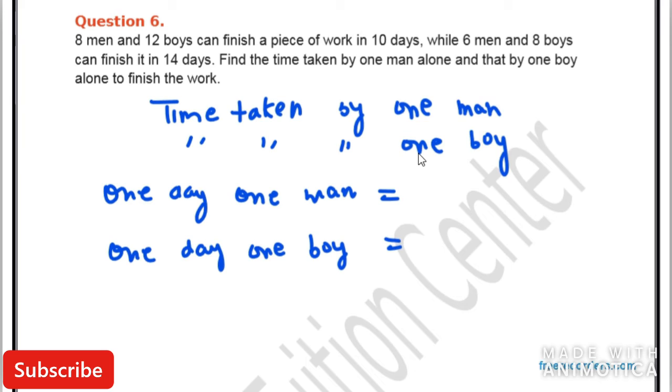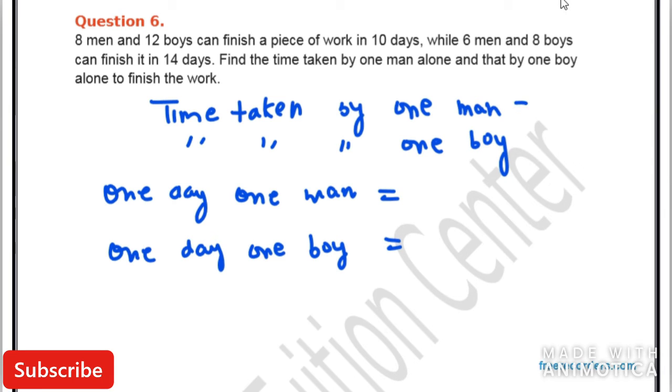Let's start with question number 6. It says 8 men and 12 boys can finish a piece of work in 10 days, while 6 men and 8 boys can finish it in 14 days. Find the time taken by one man alone and that by one boy alone to finish the work.